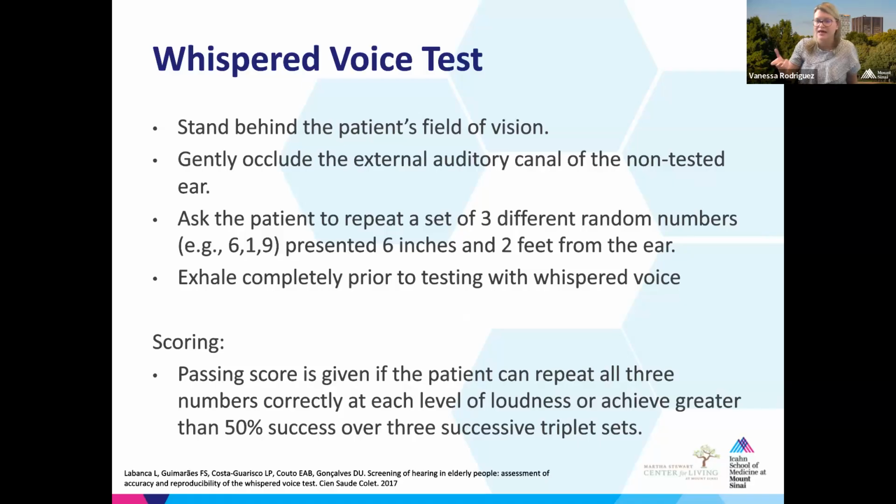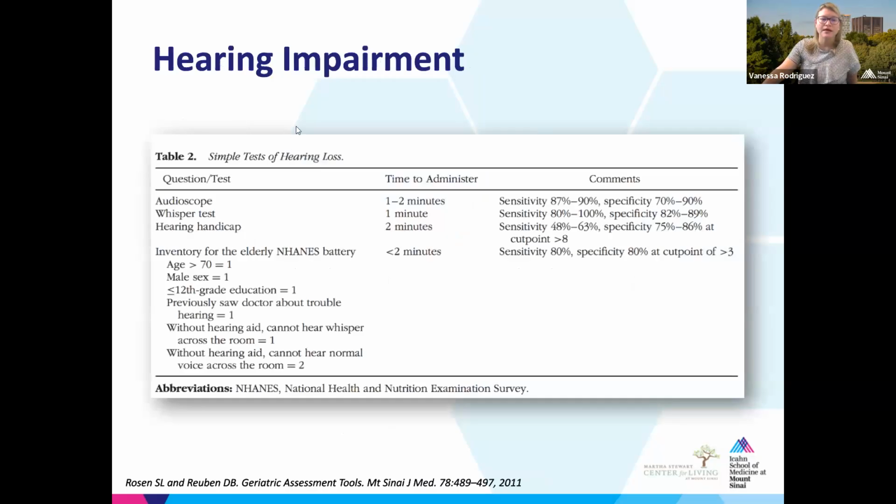You can do letters as well, but the idea is that the passing score is given if the patient can repeat all 3 numbers correctly at each level of loudness, or achieve greater than 50% success over 3 successive triple sets. And again, the whisper test takes about 1 minute, and it has good sensitivity and specificity compared to an audioscope, and does much better compared to a hearing handicap questionnaire. So it's a really good test, very simple to do in the outpatient setting.